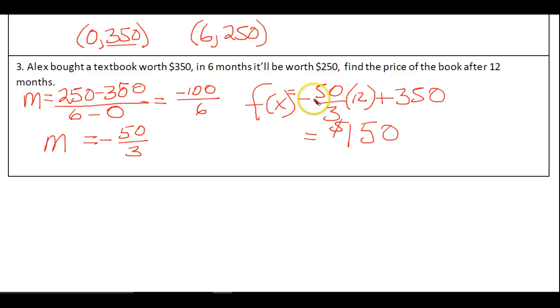Now we're getting a lot of phone calls here, but let's check this out one more time. So we've put in our 12 months and then multiplied it by this, subtracted this from the 350, and just put that in your calculator, and the value of the book after 12 months would be $150, following this pattern.